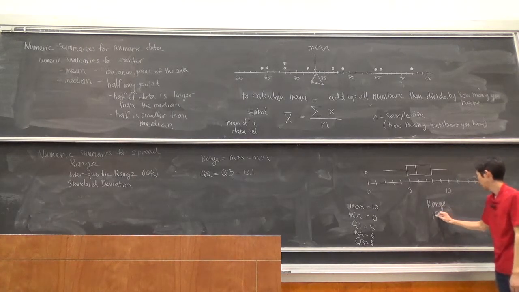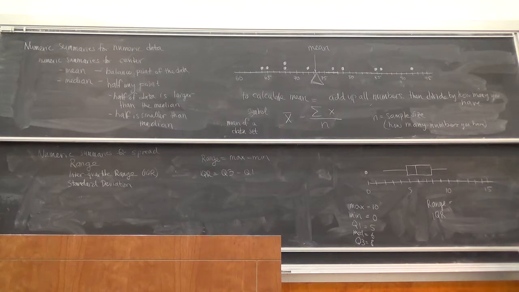The range is the maximum, which is 10, minus the minimum of 0. I have a range of 10. The IQR is 8 minus 5, 3. Okay.